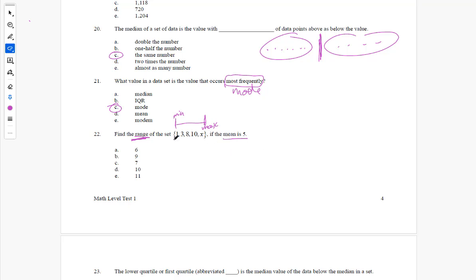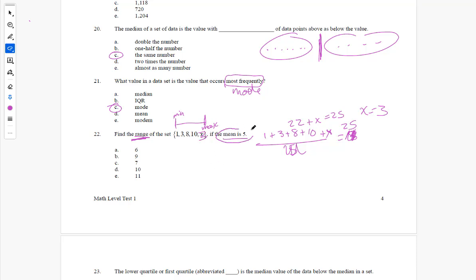Now the mean is when you take 1 plus 3 plus 8 plus 10 plus X, divide it all by how many there are, 1, 2, 3, 4, 5 of them, and we end up with 5. That means their sum has to be 25 to divide by 5, so you can get 5. So what do we have? 10 plus 8 is 18, 21, 24, 2, right? Does that add up to 22? Yeah, it's 22 plus X has to equal 25. So X must be a 3.